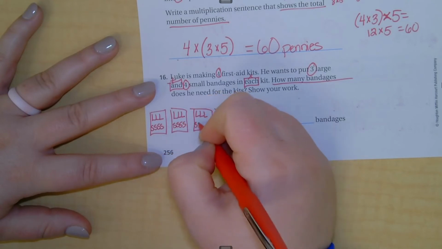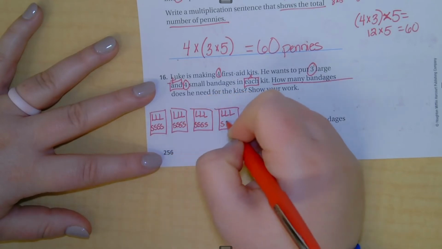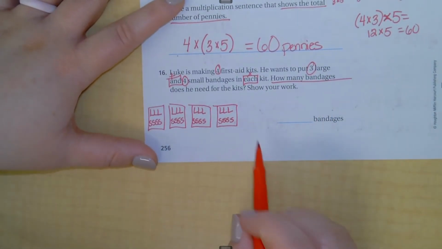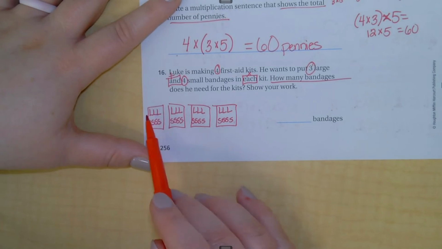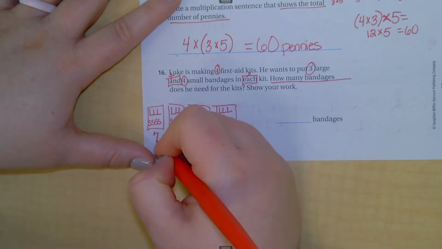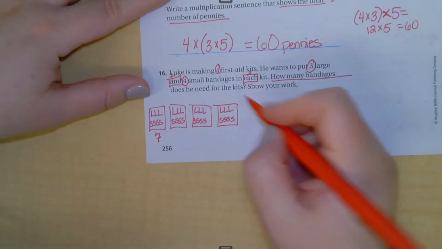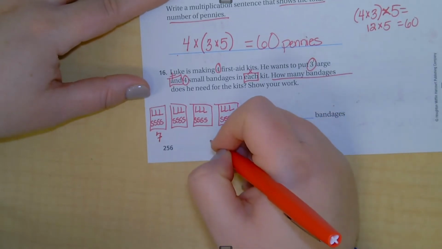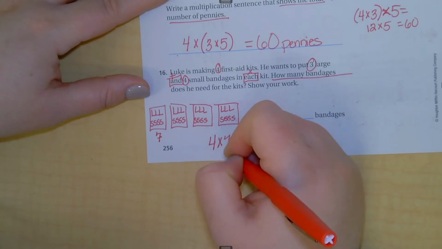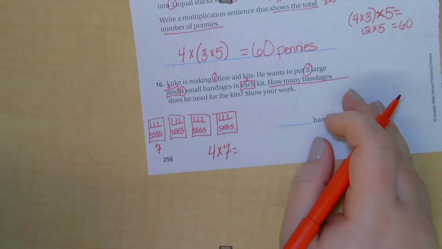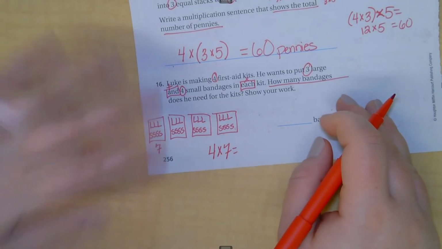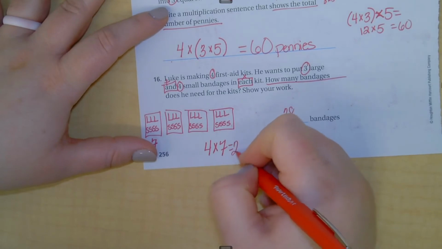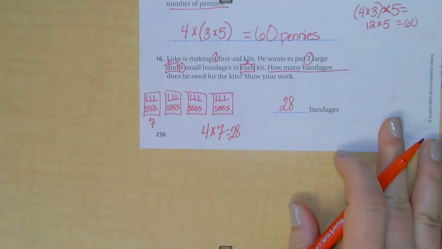Sometimes I like to use the letters rather than just drawing circles or a picture because it helps you remember what you're doing. So now, how many Band-Aids are in each one? Well, each one has 7 Band-Aids, right? So we have 4 groups of 7. We've learned our 4s, and we know that 4 times 7 is 28. So they're going to need 28 bandages.